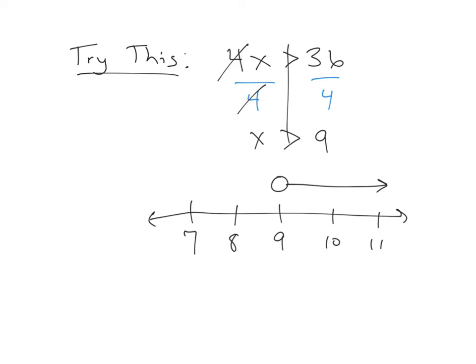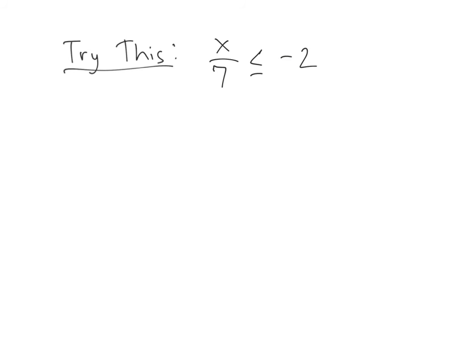Let's try another one. Go ahead and try this one. x divided by 7 is less than or equal to negative 2. All right, this is one where I'm undoing a divide 7, so I'm going to multiply both sides by 7, because multiply 7 undoes divide 7. On the left-hand side, my times 7 and divide 7 cancel, and I'm just left with my x. On the right-hand side, negative 2 times 7 makes negative 14.